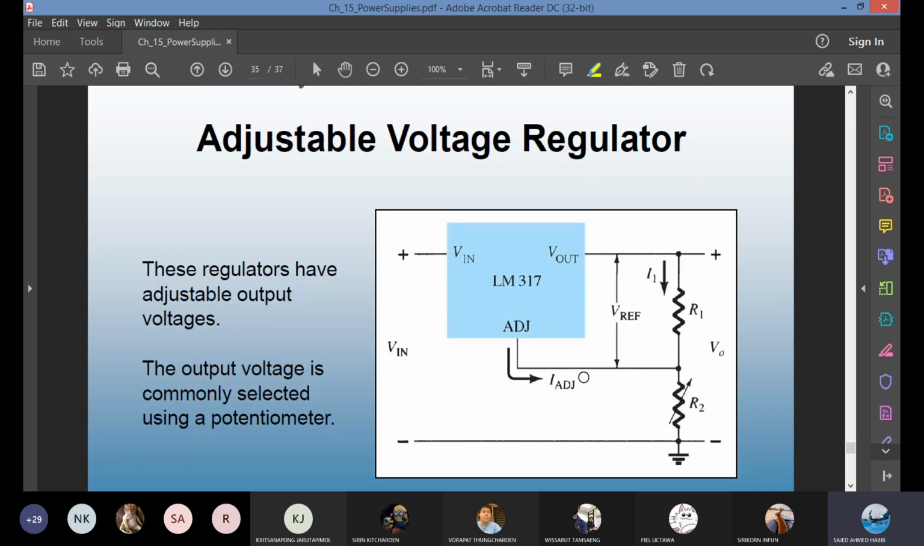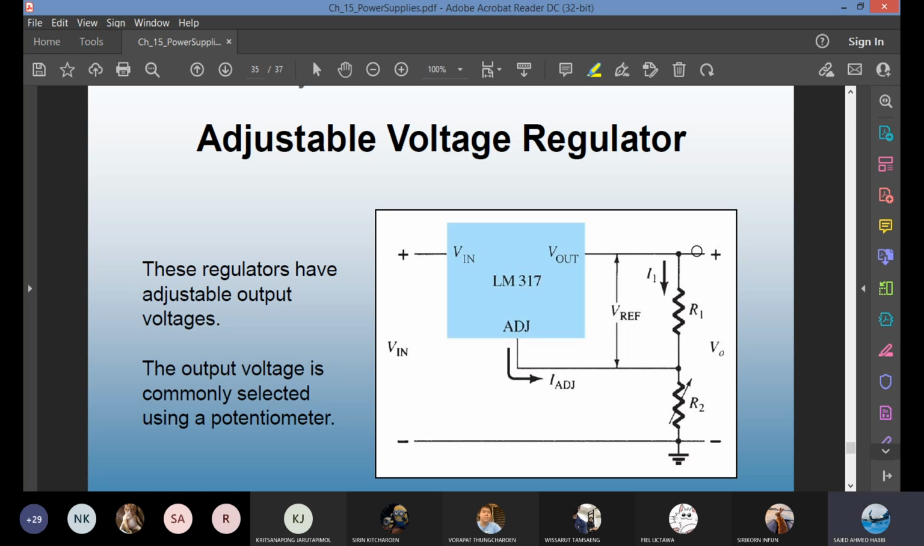And you can have an adjustable voltage regulator. This is a different model, as you can see. The output voltage from this IC is not fixed. You can change it. There are 3 pins: input pin, output pin, and the third pin is called adjust.